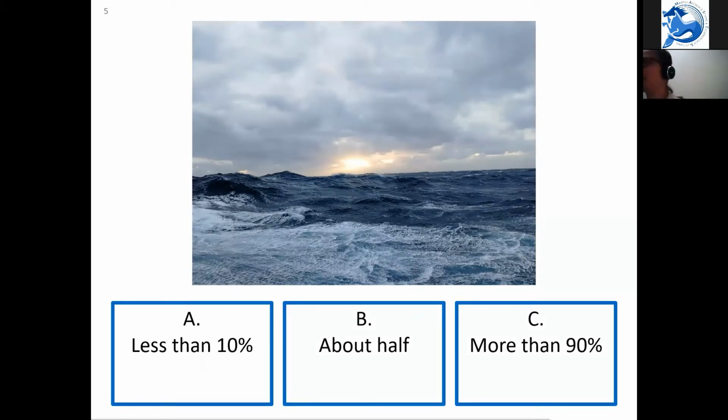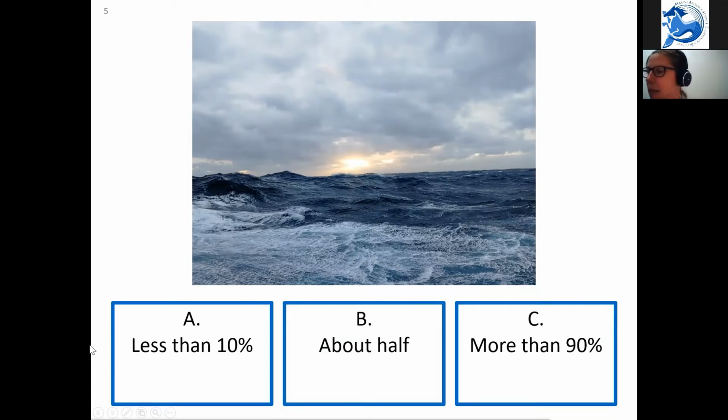5 more seconds to think about that. So 5, 4, 3, 2, 1. Let's see how everyone did. So about half of you thought half. About 16% thought less than 10%, and about 37% thought more than 90%.